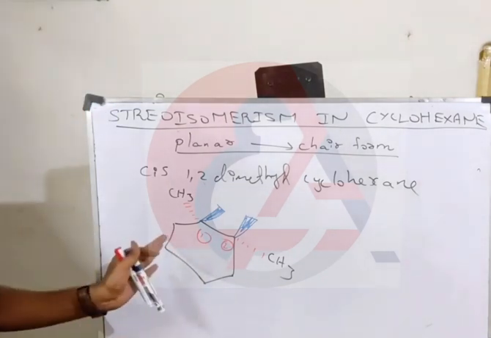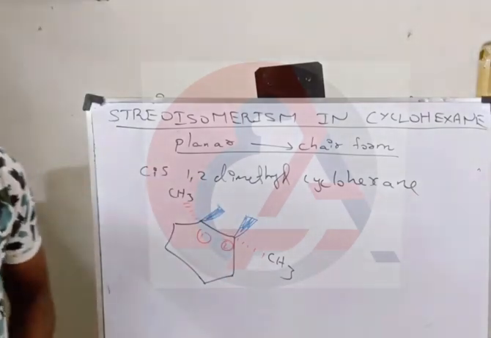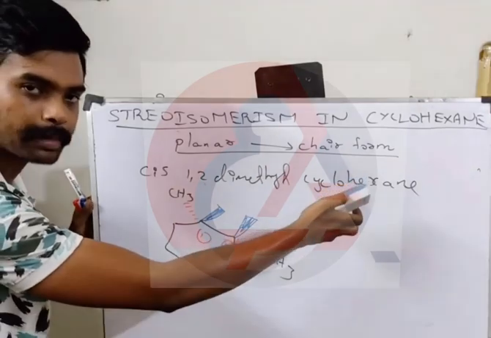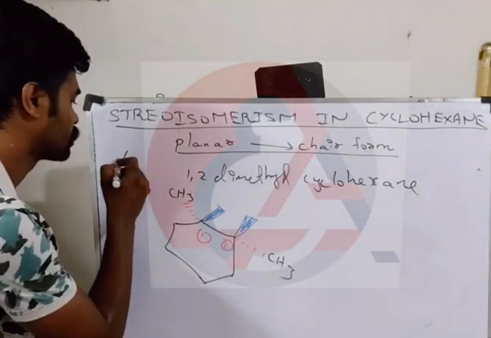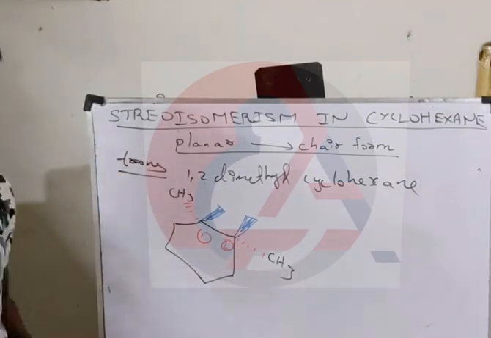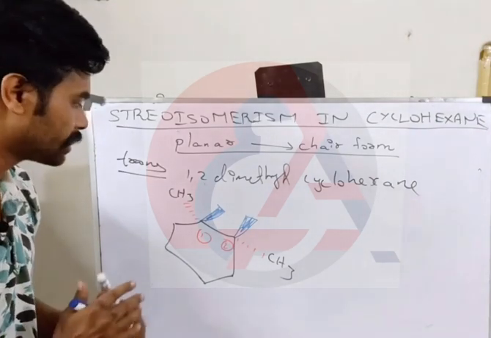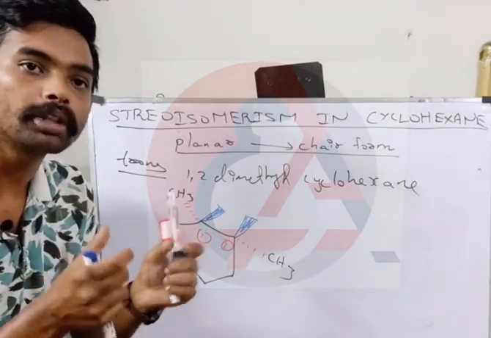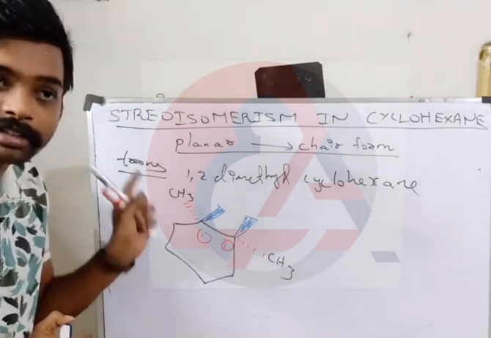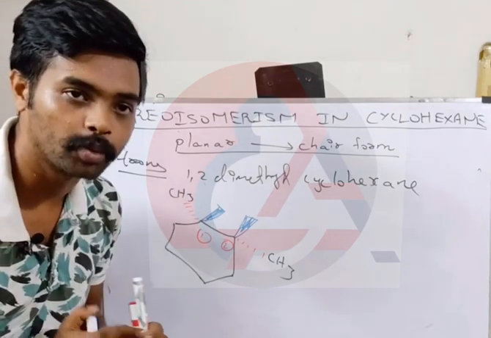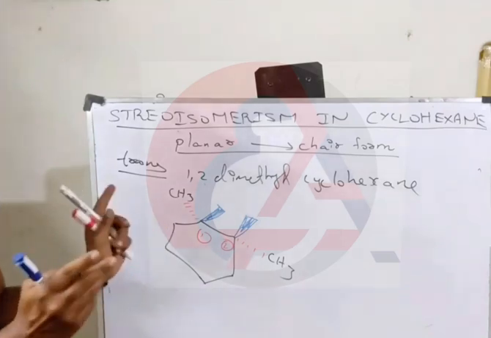Now we'll try to see how trans looks. We are going to take the same example, 1,2 dimethylcyclohexane, but the only difference is this time I am going to take trans. I told you in case of cis, both of them should either point away or both point towards you. If it is going to be trans, if one of them is pointing towards you, the other one should be pointing away from you, or vice versa.